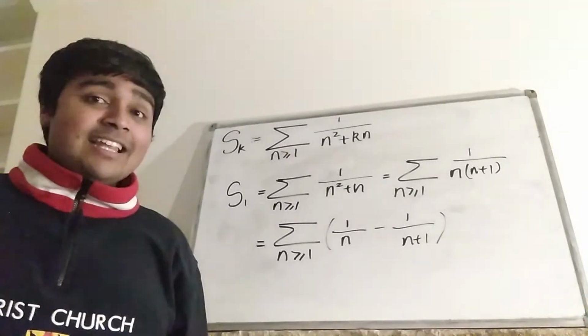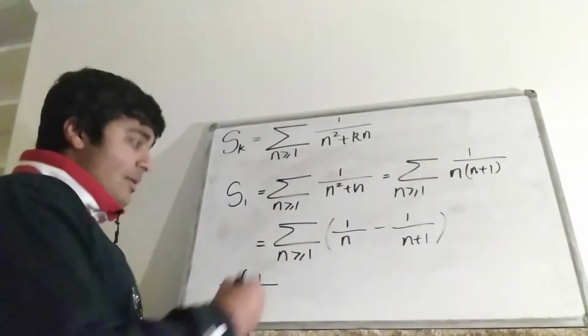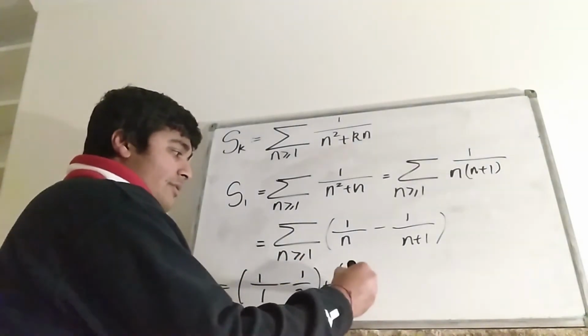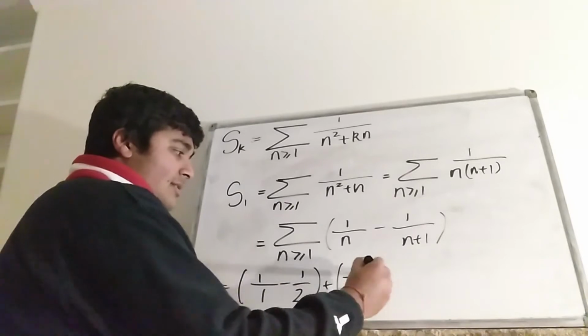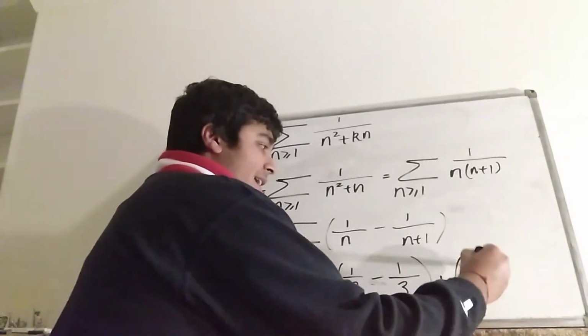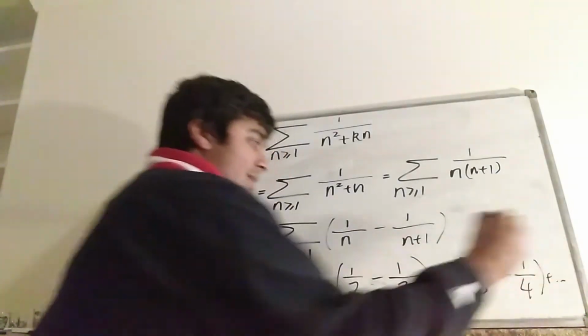But now this is just a telescoping series. If we plug in the first few terms, the first one when n is 1, we get 1 over 1 minus 1 over 2, then plus 1 over 2 minus 1 over 3. So this is the case n equals 2, plus, now in the case n equals 3, 1 over 3 minus 1 over 4, plus, and so on.